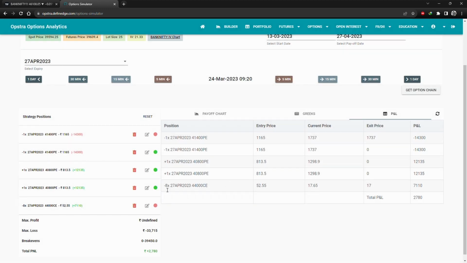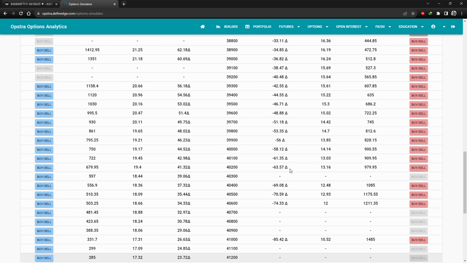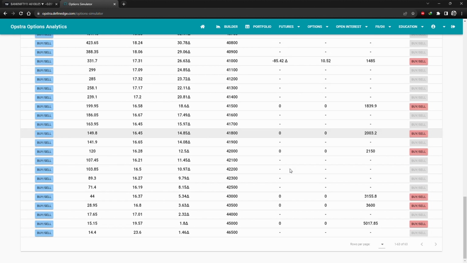Now, according to the rule, we are going to add the call, say 8 lots, and that's it. The premium I'm going to take is around 5 delta. The premiums I'm going to take are very low.